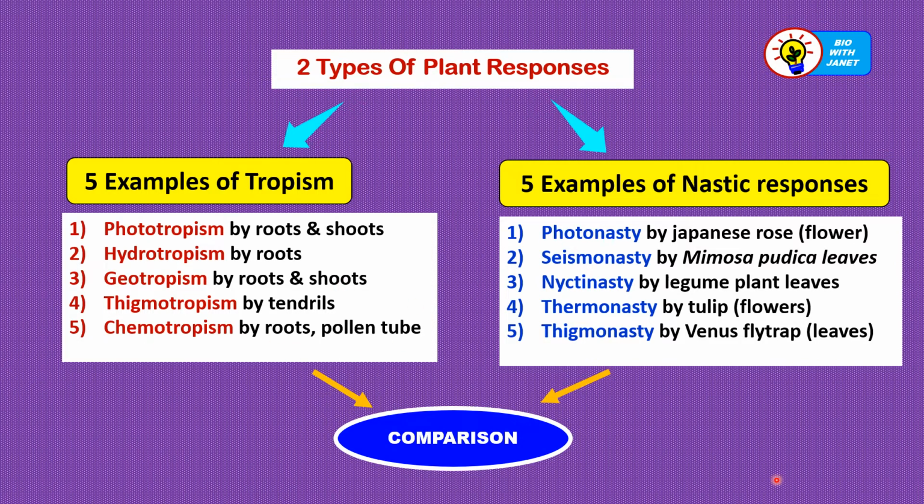But for most of the flowers here, as you can see, they carry out the nastic responses by opening or closing according to different stimuli. Now, after that, we're going to compare these two types of plant responses, tropism and nastic response.